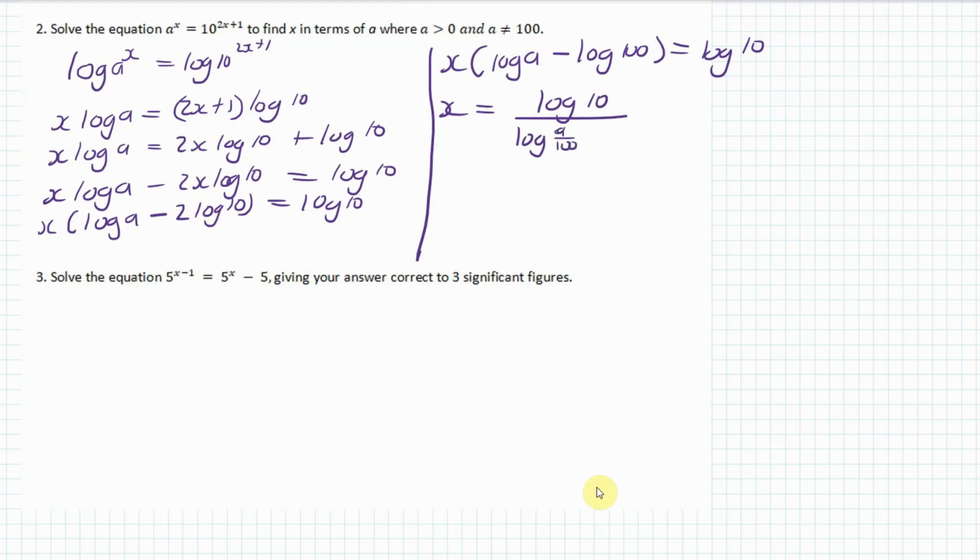That's an a, but it doesn't look like an a, does it? So I better just adjust that accordingly. And I think that's all that we need to do for that one.